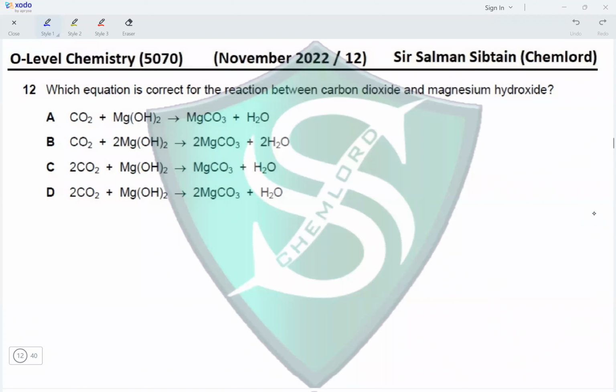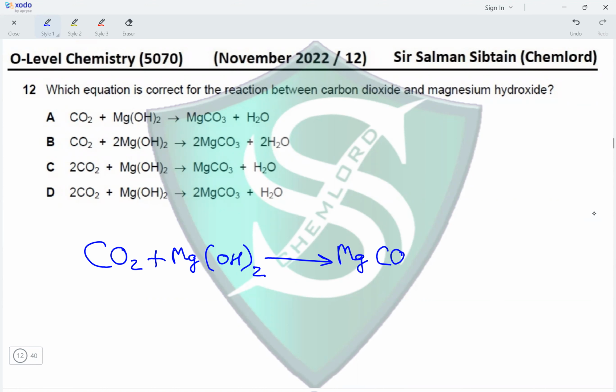Question 12. Which equation is correct for the reaction between carbon dioxide and magnesium hydroxide? Let's just make the equation and see which option is correct. We have carbon dioxide, which is an acidic gas. We have magnesium hydroxide, which is basic in nature. So an acid-base reaction is taking place here. So carbon dioxide will react with magnesium hydroxide, forming magnesium carbonate, MgCO3.